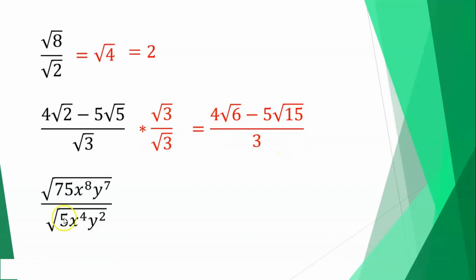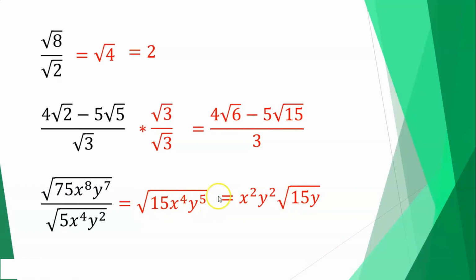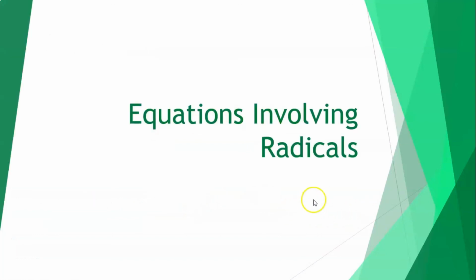Okay, next. This one. So 75 divided by 5, that would be 15. 8 divided by 4, that would be 4. And 7 minus 2, that would be 5. So get the square root of this. So x to the 4th would be x squared, and y to the 5th would be y squared, remainder 1. So take note how it is done.